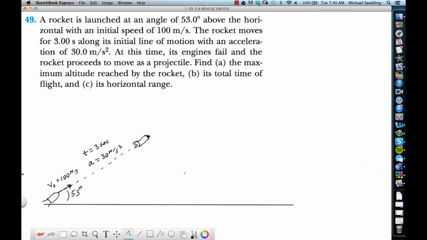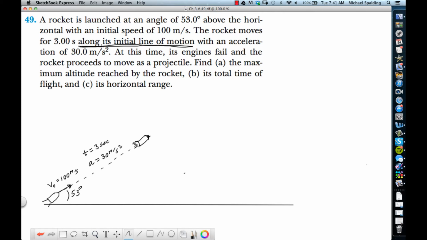Okay, so I'm going to get the diagram set up, and then I'm going to delete this text here because I need more room to solve this. All right, so they tell us that this rocket is launched, and it has an initial speed of 100 meters per second, and it says here that it moves for 3 seconds along its initial line of motion.